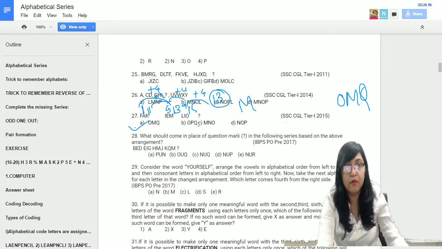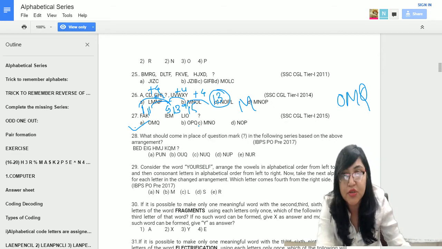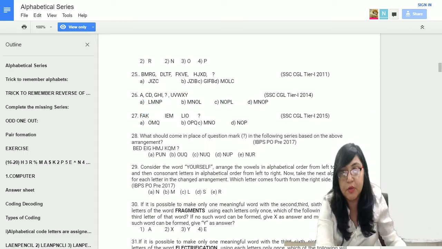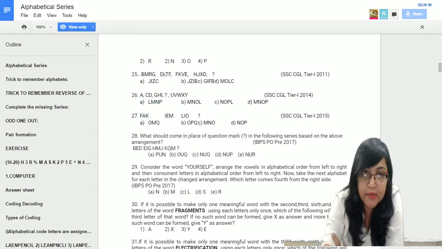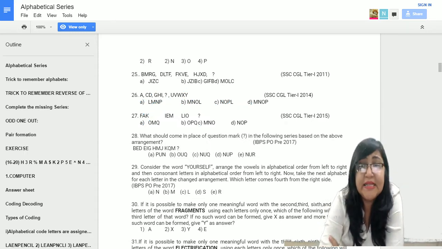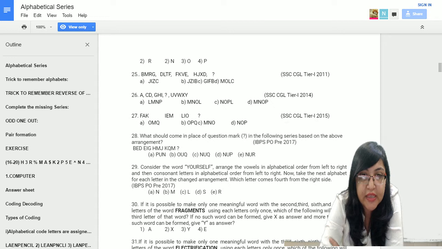Clear? Now let's move on to the next question. This is a question that has been asked in IBPS PO 2017. Okay, let's see the question. So what we have over here is BED, EIG, HMJ, KQM and a missing term. What should come in place of the question mark in the following series based on the above arrangement?